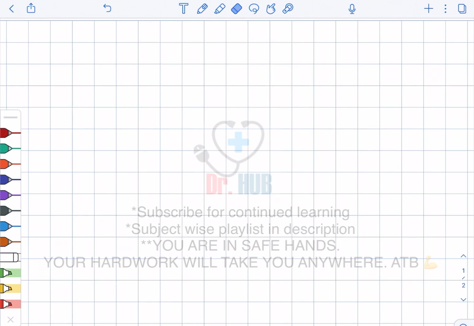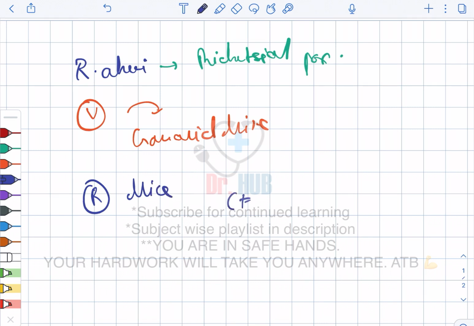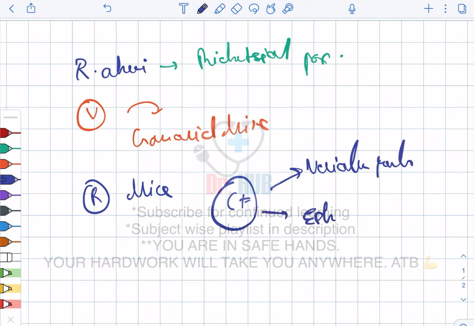Then we are looking at R. akari. In case of R. akari, the disease is nothing but rickettsialpox. And moving on, the vector is the gamasid mite. And now moving on to the reservoir. The reservoir, if you see, is the mice, and the clinical feature includes the vesicular rash and the eschar, which is positive.